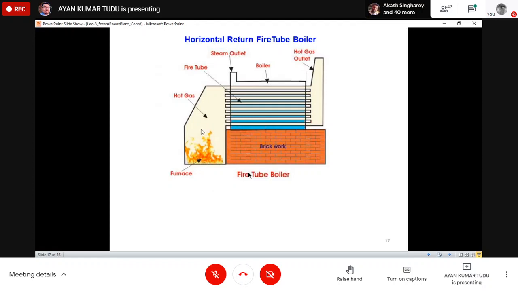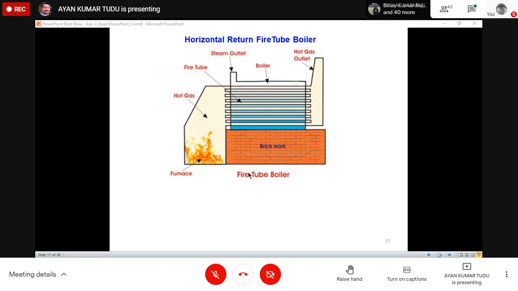So what are the advantages of a fire tube boiler? Please remember that there are various types of fire tube boilers. It may be a Cochran boiler, a Lancashire boiler, or a locomotive boiler. But the general boilers that we actually see are Cochran boilers.